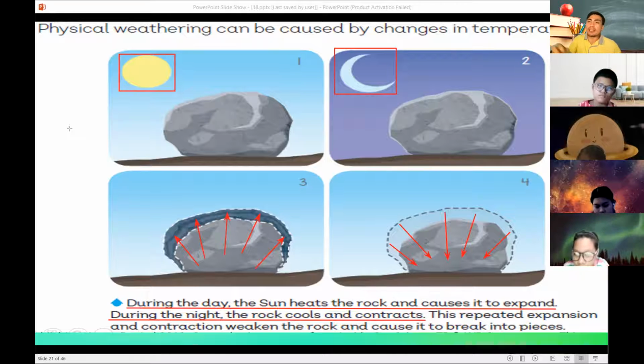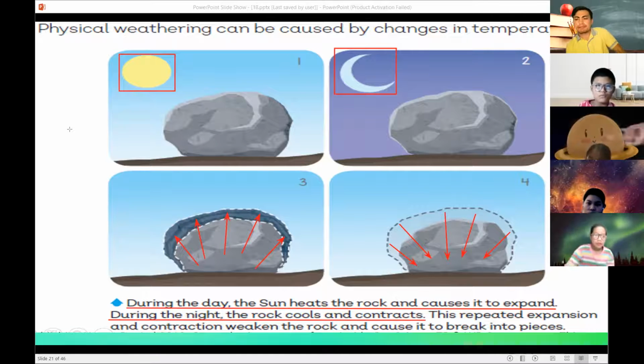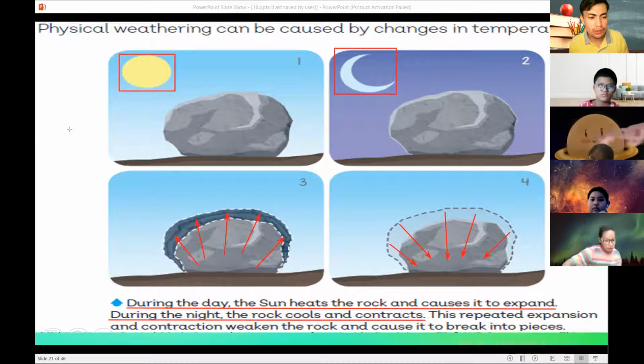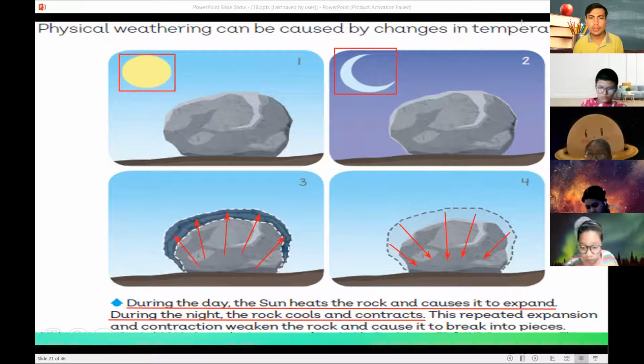So when it is hot, what happens? The temperature is going up. It expands. If the night is very cold, and the temperature starts to go down, what happens? It contracts. All right. So I want you to remember that carefully because you need to answer something later on.